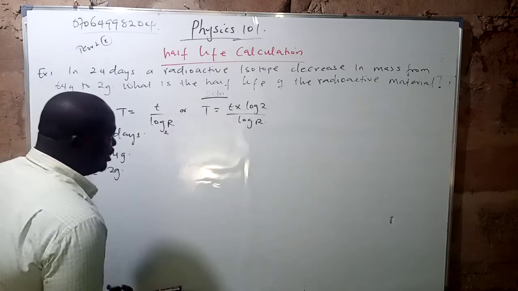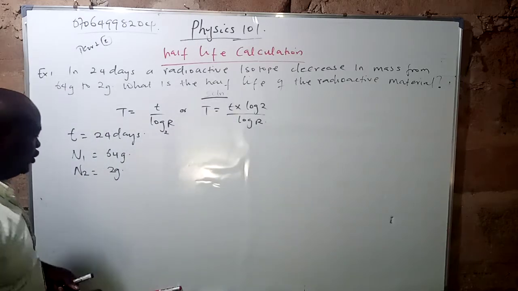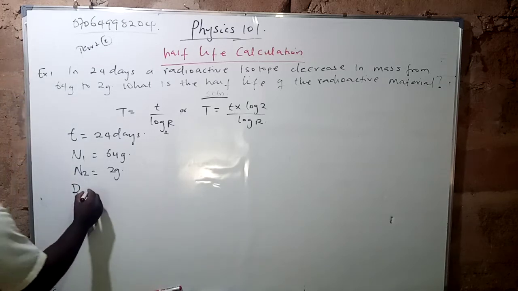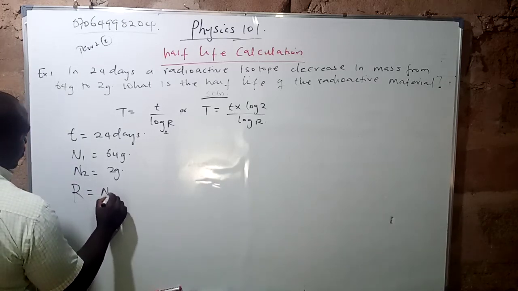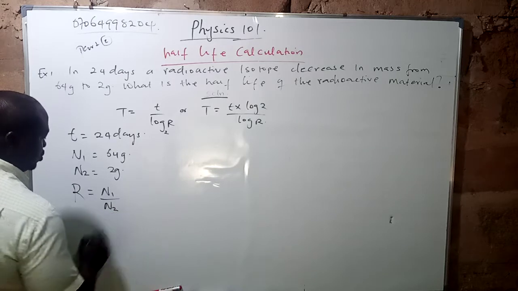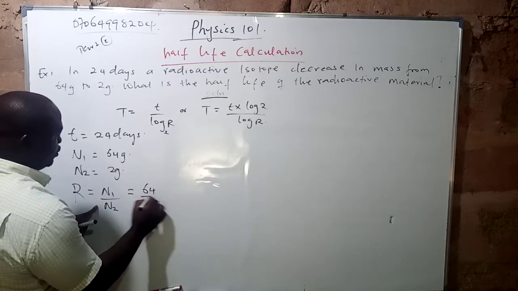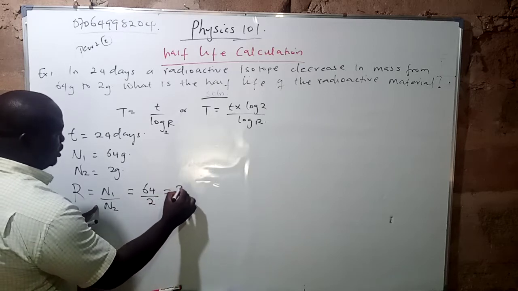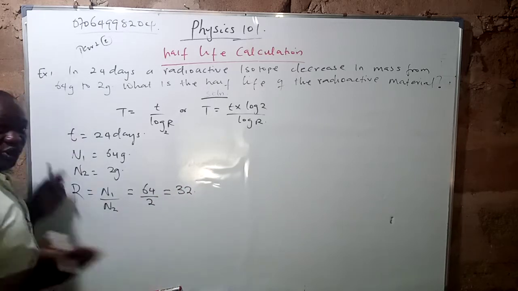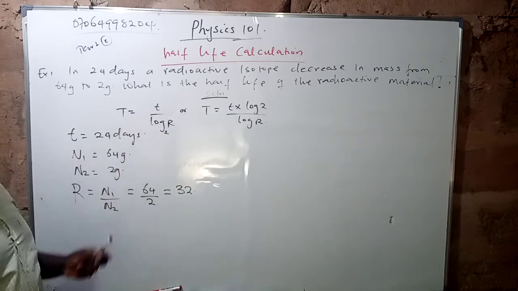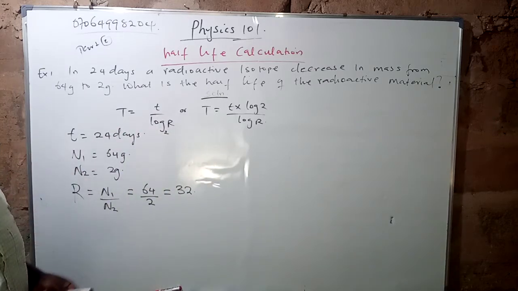What is the half-life? Remember from part 1 of the video that your disintegration ratio is N1 all over N2. So this is just 64 all over 2, and that will give you 32. Good. You just have your disintegration ratio. You already know the time taken. You can calculate your half-life. Very easy, I told you.